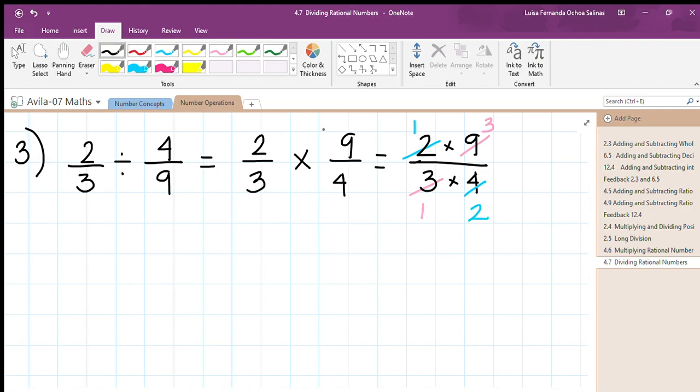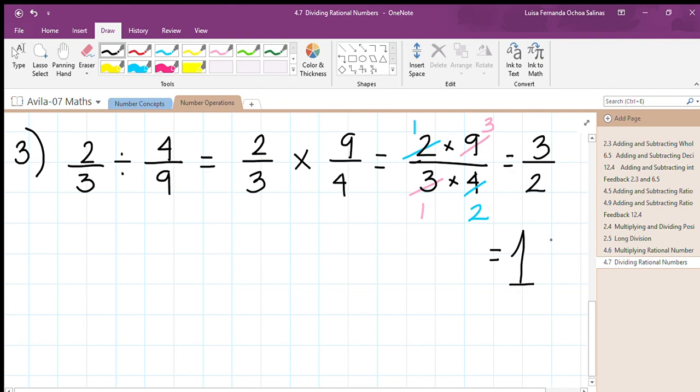So my answer is going to be 1 times 3, which is 3, over 1 times 2, which is 2. And then I have, this is an improper fraction, so I have to write it as a mixed number. It's going to be 1 and a half. Fantastic. So that's the last example that we're going to do for this section.